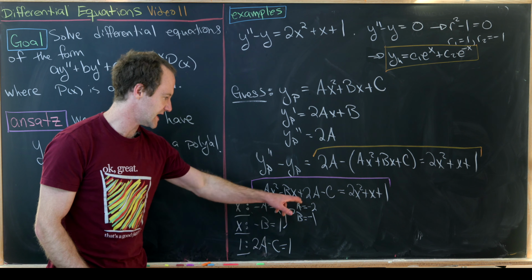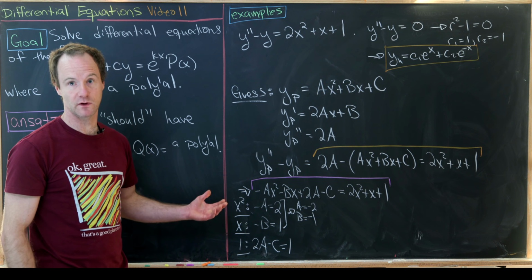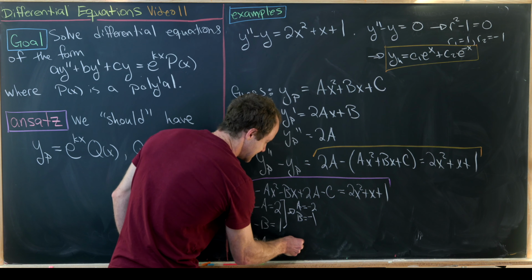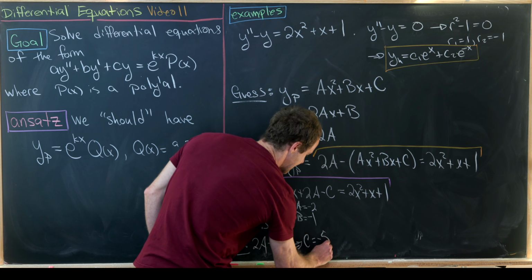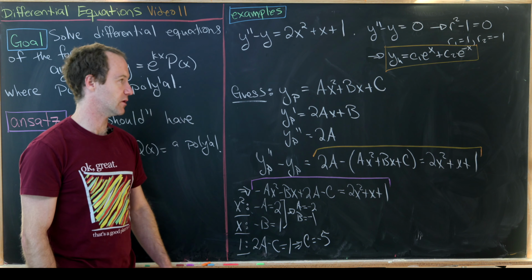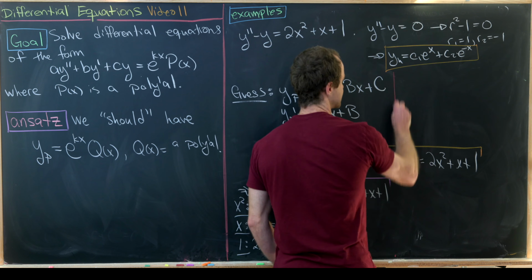So let's see, 2a is negative 4. We add that to the other side and we'll get 5. But negative c is 5. That means c is equal to negative 5. So now we've trimmed down and gotten all of our coefficients. But that tells us that we can write our final solution.